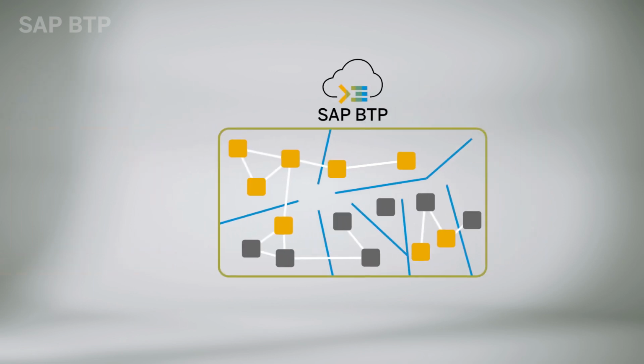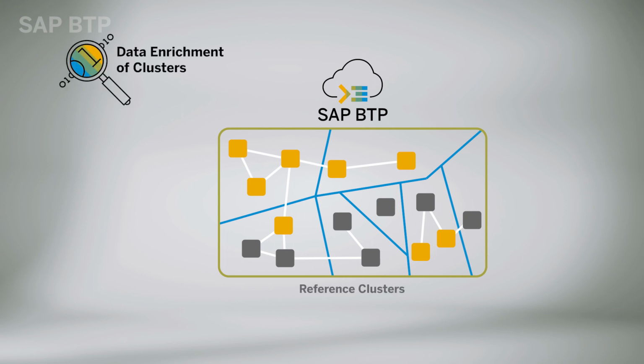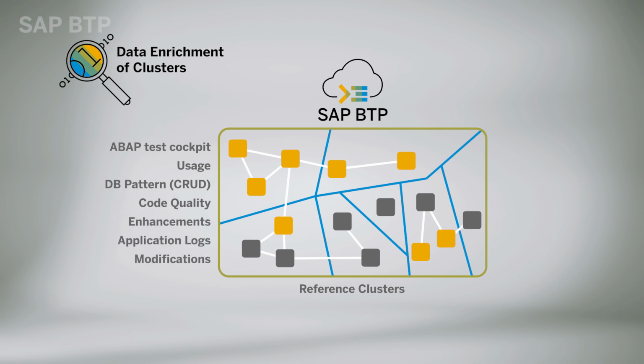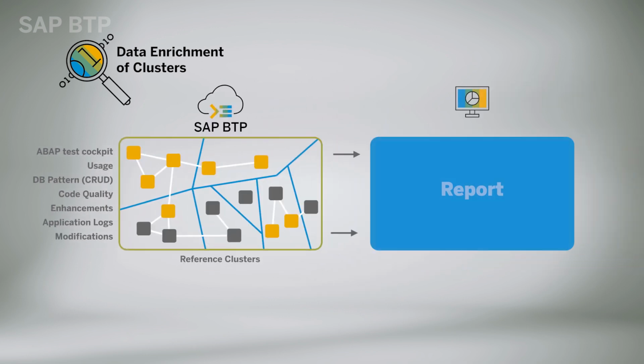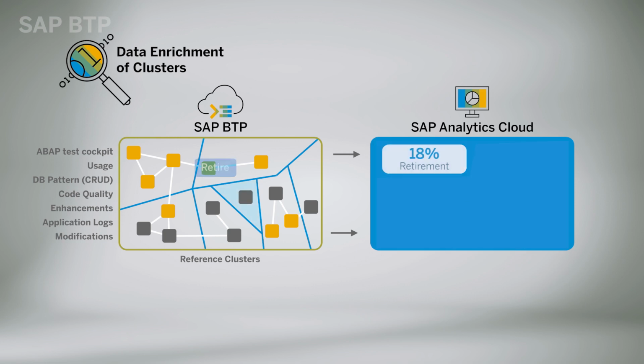What is new with the Intelligent Custom Code Management services is we create reference clusters that are enhanced with certain data from our ABAP test cockpit. That means we can look at how often the data is used, what the database pattern looks like, and whether enrichments or modifications were made to the data. On the basis of this, a report from the SAP Analytics Cloud solution recommends which code we should retire.